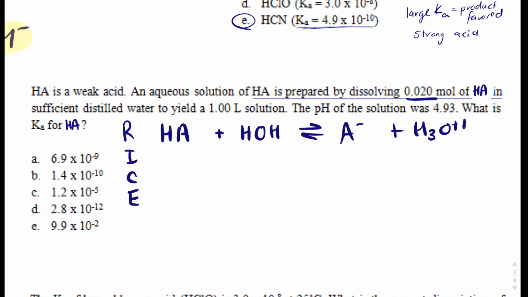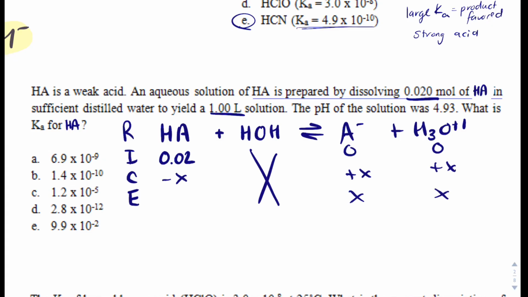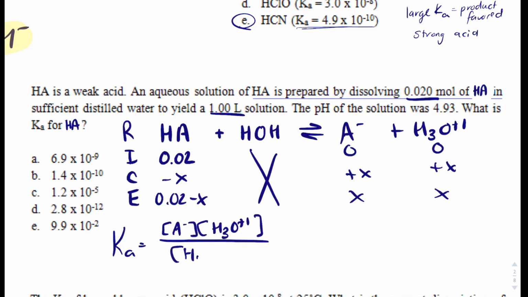And we're taking 0.02 moles, and it's going in 1 liter, so the molarity is 0.02 to start out with. Minus x, plus x, plus x; x, 0.02 minus x. So our Ka expression is equal to [A minus][H3O plus] divided by [HA]. Always write your Ka expression because there will always be a point associated with that. That equals x squared divided by 0.02 minus x.